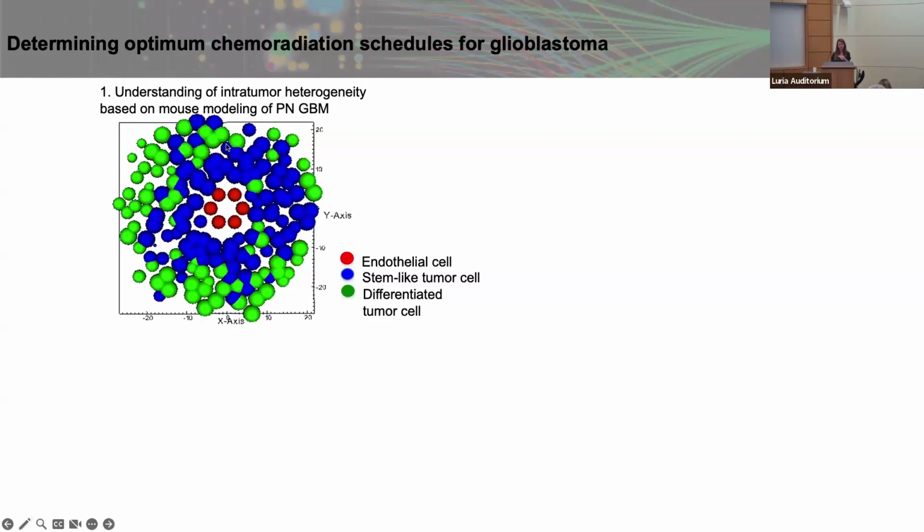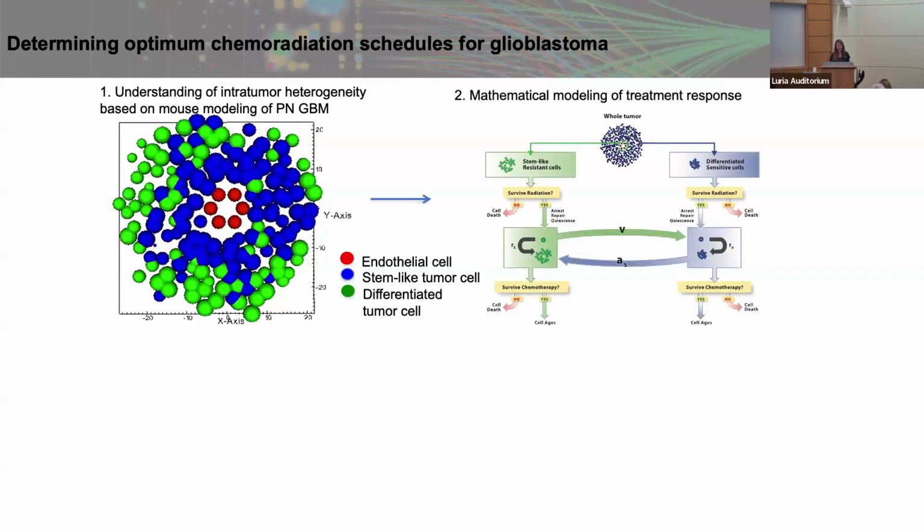So what we have here is a cross-section of an agent-based spatially explicit model that has these tumor blood vessels coming out at us like that. So the endothelial cells are the red cells, and then our stem-like cells, the nestin-positive cells, are blue, and the differentiated cells are green. And so according to the rules that we again parameterize based on this mouse model, we can now run forward stochastic simulations to identify optimum dosing schedules in this setting.